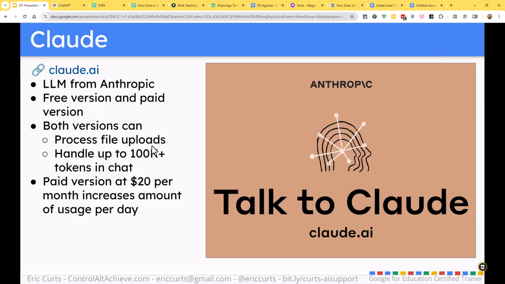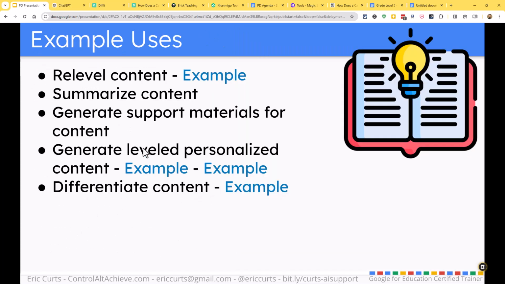So what are some of the things we could do? So again, if this is all about helping support my students, it could be things like, again, releveling content, summarizing content, generating support materials that go along with content, maybe generating leveled, personalized content, differentiating content. So many possibilities. Now, I'm going to just throw a couple examples in here.